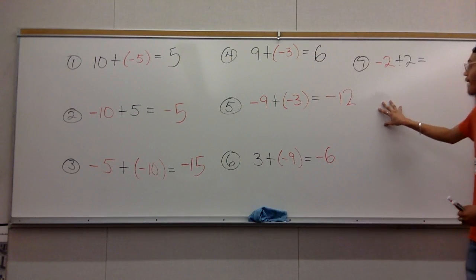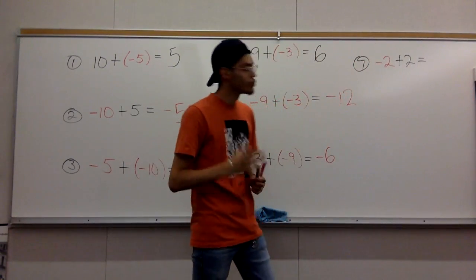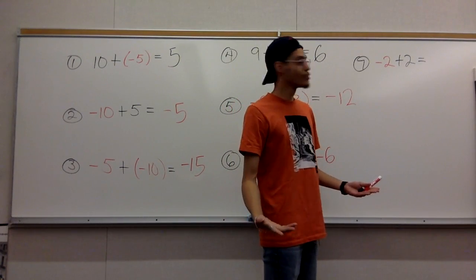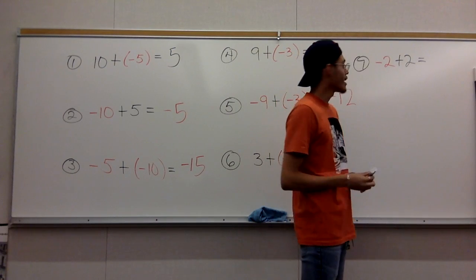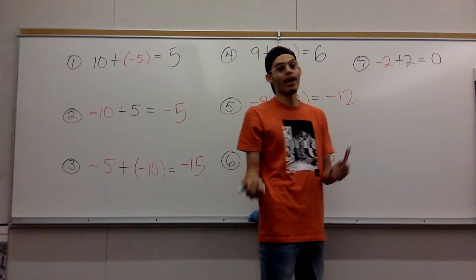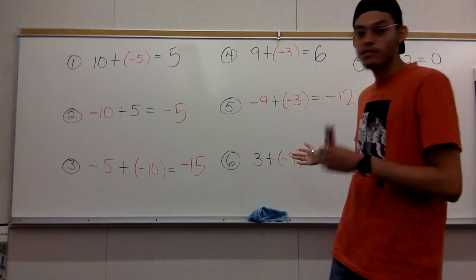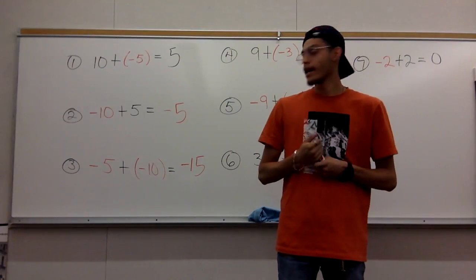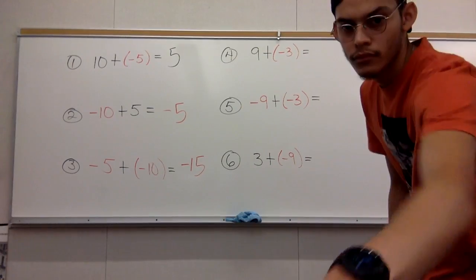The final problem that we have is negative 2 plus 2. If I owe you $2 and I have $2 in my pocket, I of course give you those $2 because I pay off my debts. So if I have $2 and I give you $2, I would have $0 in my pocket. I wouldn't have any money left. And that is basically the entire concept and the practice problems. I hope you got them right. If you didn't, keep practicing with a couple more problems, and I'm sure you'll get it in the future.